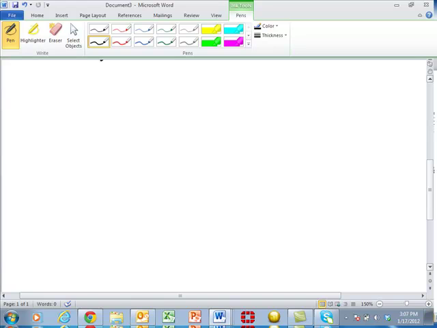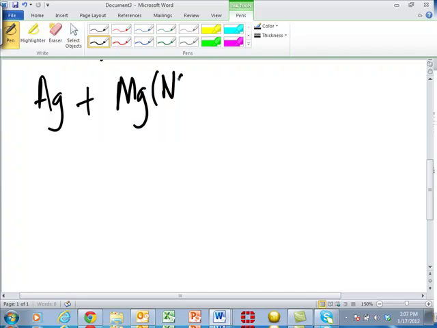First let's look at silver plus magnesium nitrate. So the first thing we have to do when we have a compound is look at our activity series.